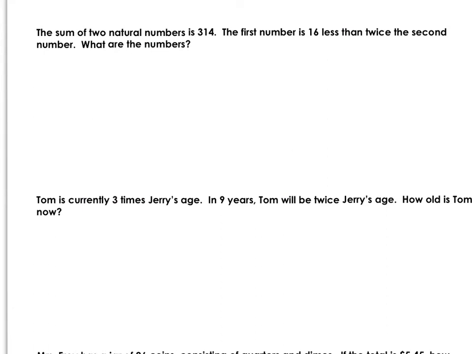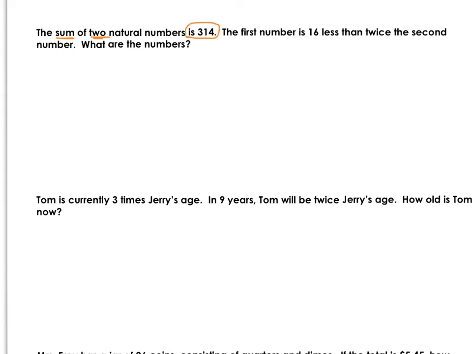The sum of two natural numbers is 314. The first number is 16 less than twice the second number. What are the numbers? Okay, here we go. All right, sum. Sum is the answer when you add. We're going to add two numbers together to get 314.